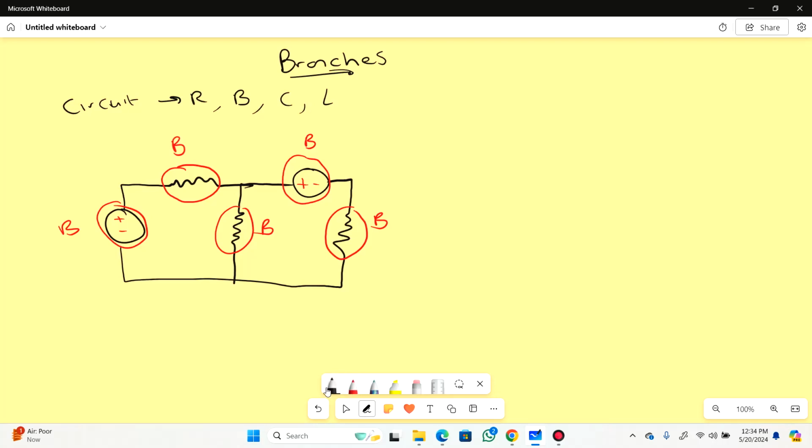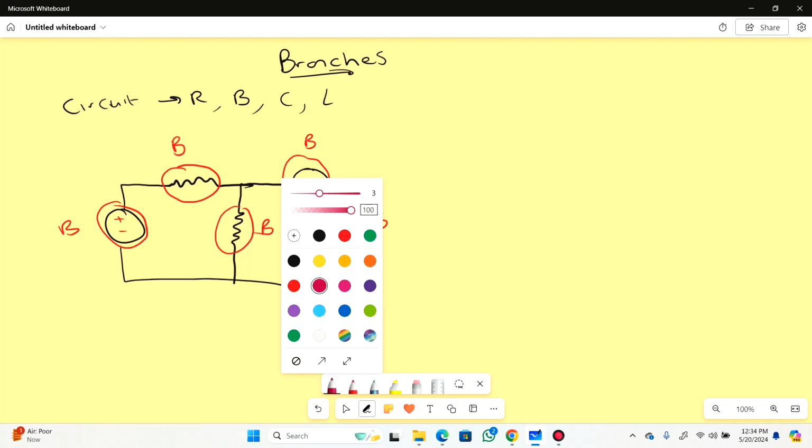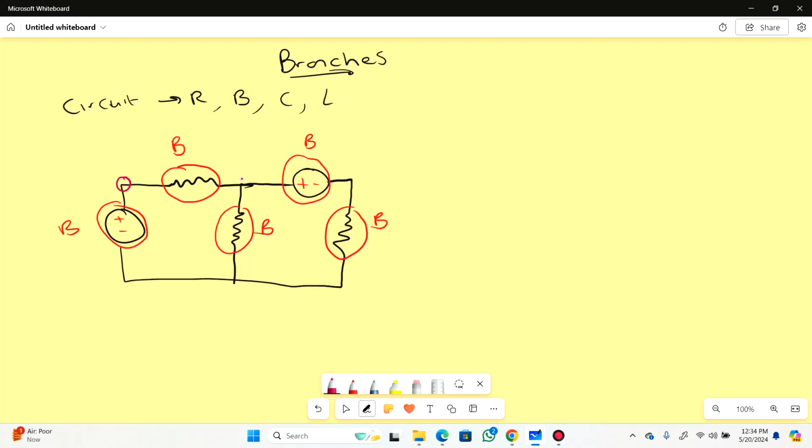Let's now identify our nodes. This point here is one node, here another node, here another node, and we notice that at this point here there's no circuit element or branch, so this is one common node right there. So how many branches do we have? 1, 2, 3, 4, 5 branches. Then we have 1, 2, 3, 4 nodes. Not loops, sorry, nodes.